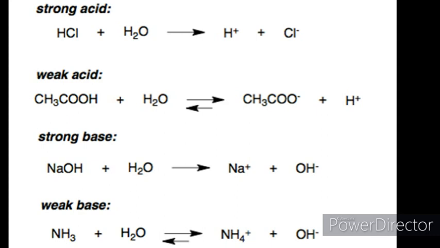The next example is of a base, in which sodium hydroxide dissociates into Na+ and OH- ions when dissolved in water. Similarly, ammonia, when dissolved in water, releases OH- ions along with ammonium ions. So all acids consist of H+ ions and all bases consist of OH- ions.